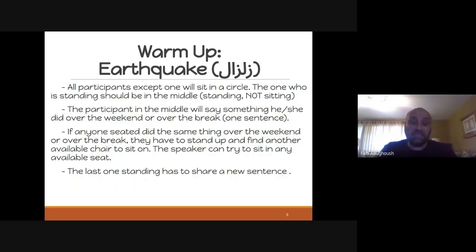If anyone seated did the same thing over the weekend or over the break, they have to stand up and find another available chair to sit on. The speaker can try to sit in any available seat. The last one standing has to share a new sentence. You got the idea. You can do it with the weekend, or you can talk about hobbies, clothes, and stuff like that.